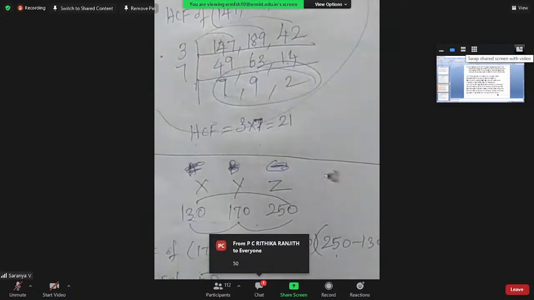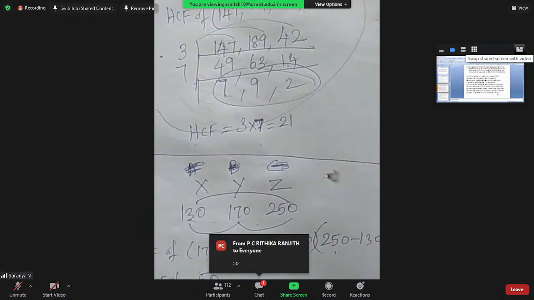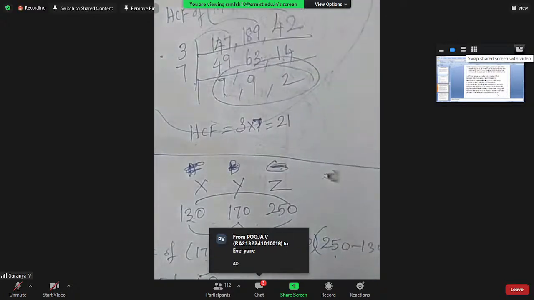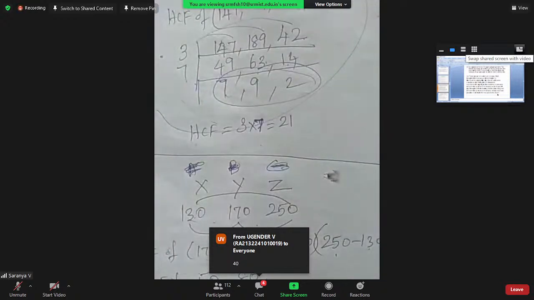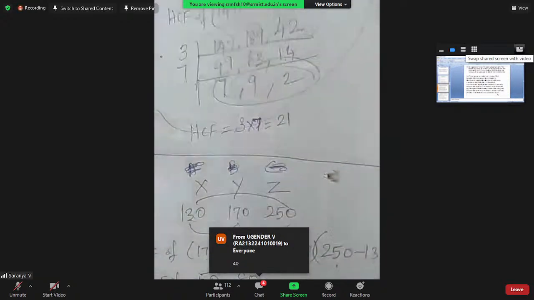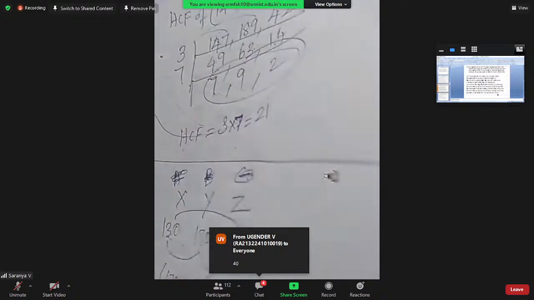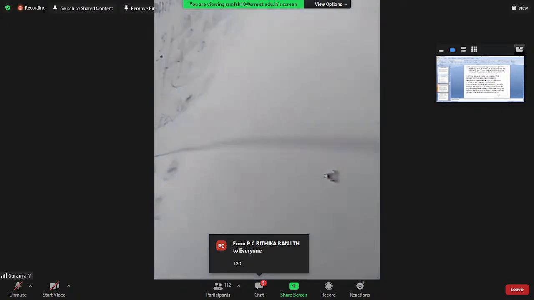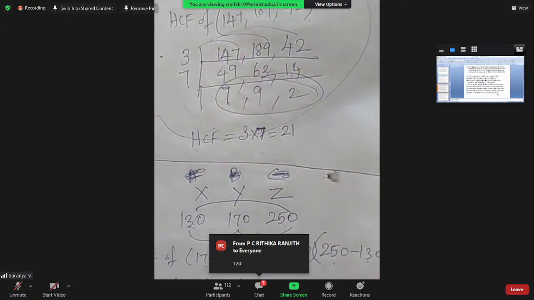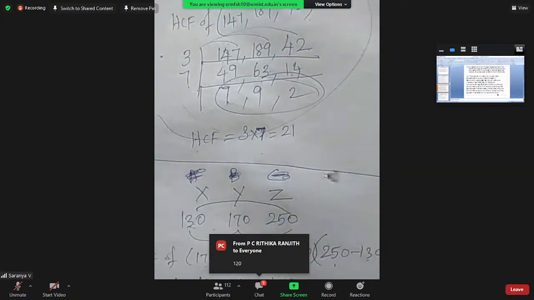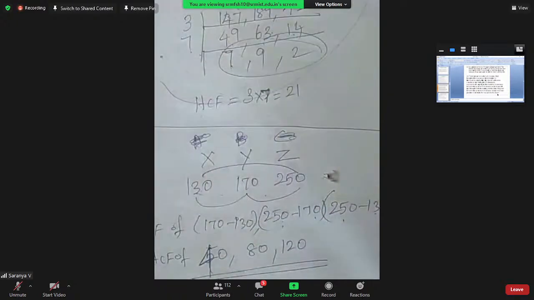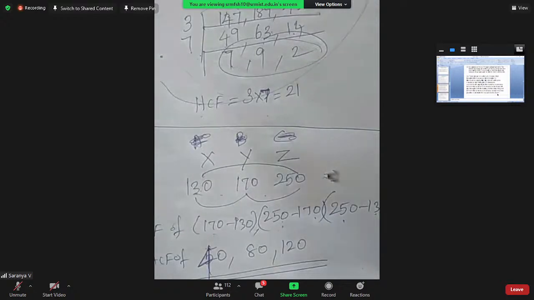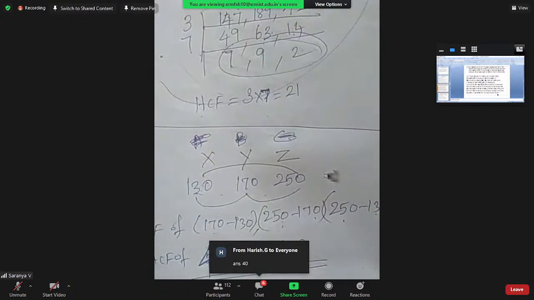40, and the next two numbers 80, and the next two is 120. Yes, now find the highest common factor for all the three numbers. That will be the total number of students in that class. You find it and post your answers.